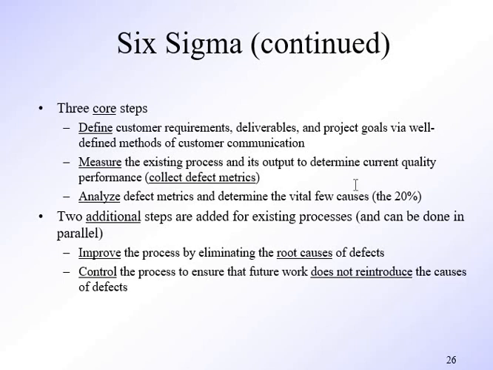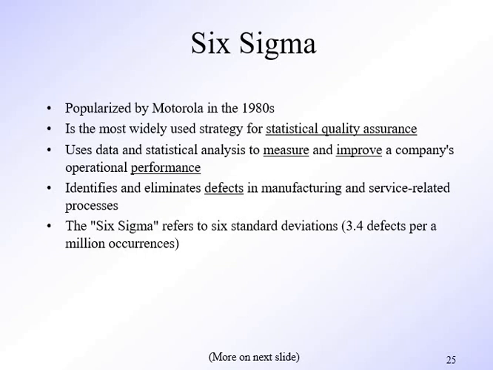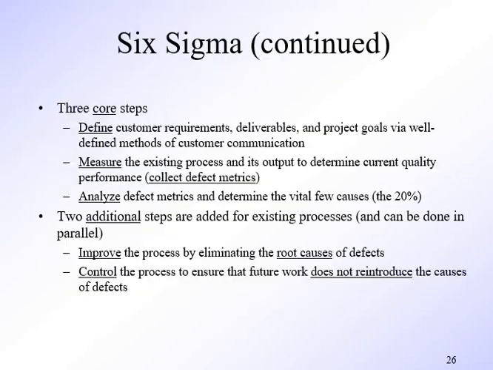What should be the customer need, what is the project, and what exactly is the project goal? Measure the existing process and output, and analyze the defect. So these are the core steps. Then two additional steps are added for the existing process: improve the process by eliminating the root cause of the defect, and control the process to ensure that future work does not reintroduce the causes of the defect.